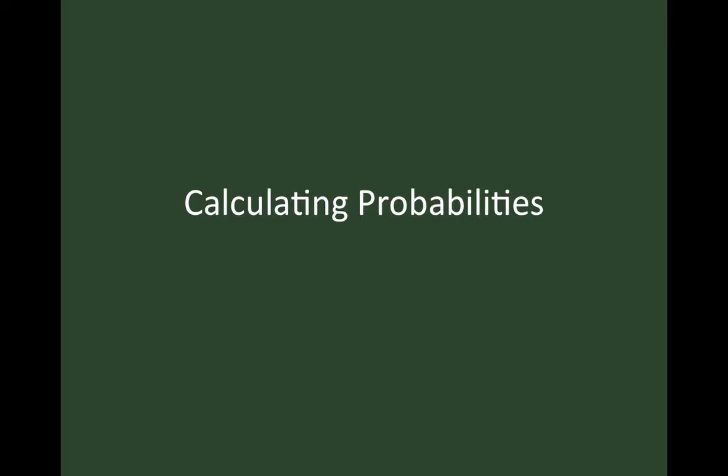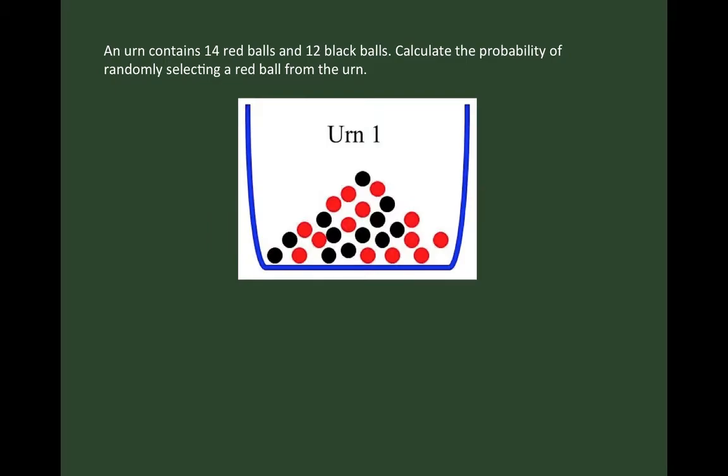In this video, I'm going to demonstrate how to calculate some probabilities. Here's our first problem. We're told an urn contains 14 red balls and 12 black balls, and an urn's like a container. We're asked to calculate the probability of randomly selecting a red ball from the urn.